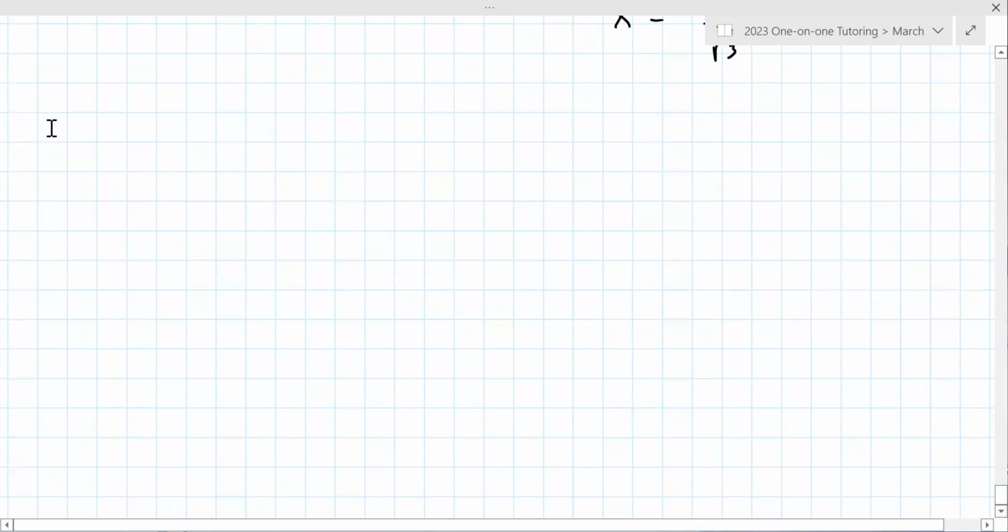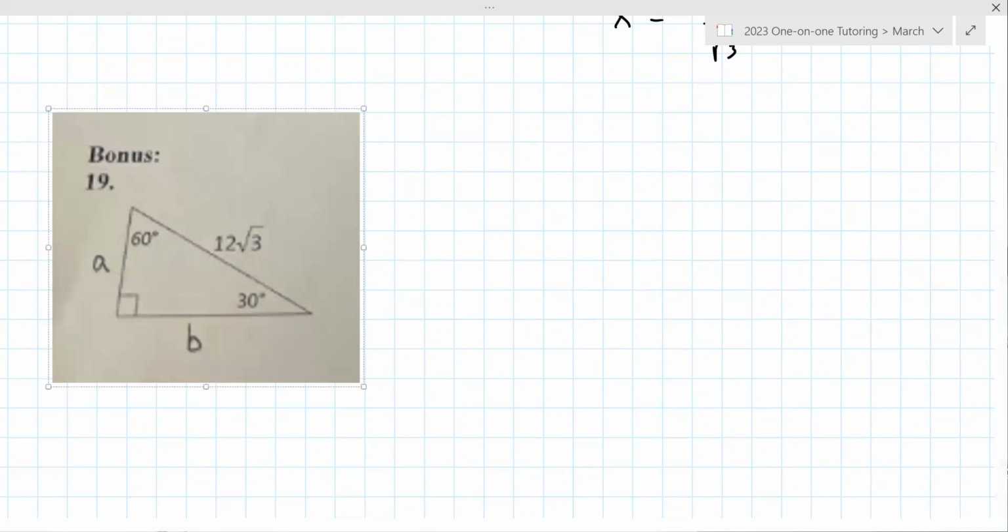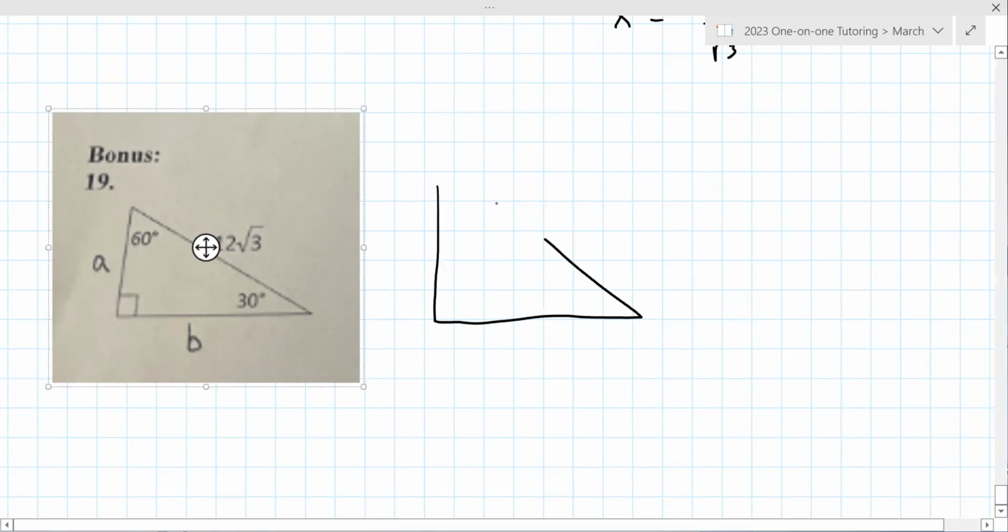Okay, we're up to the bonus here, number 19. Just double check that we've done all the ones before the bonus, please? Yeah, we have. Okay, fantastic. So no different here. The idea is that they're slightly more difficult than the ones you were doing. Are you given the short leg, long leg, or hypotenuse?